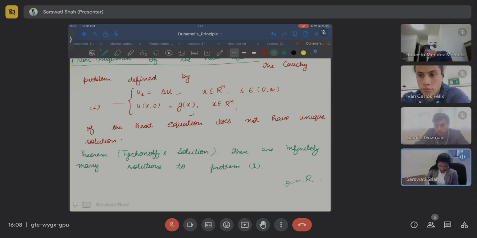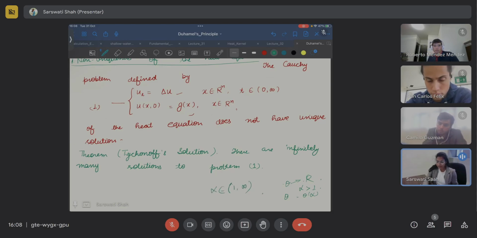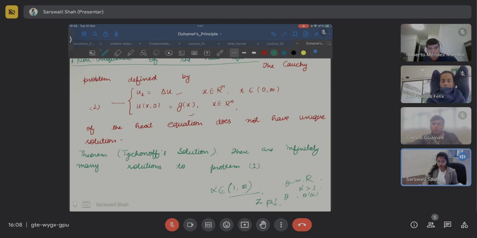In fact, it is uncountable, because there is a function theta, and theta is a function of alpha. Alpha is greater than one. It means alpha belongs to the open interval (1, infinity), and this is a set of real numbers, so it is uncountable. It is going to have uncountably many solutions, not countably many. If it was coming from the integers or the natural numbers, it would be countable, but since it is coming from an interval, it is going to be uncountable.